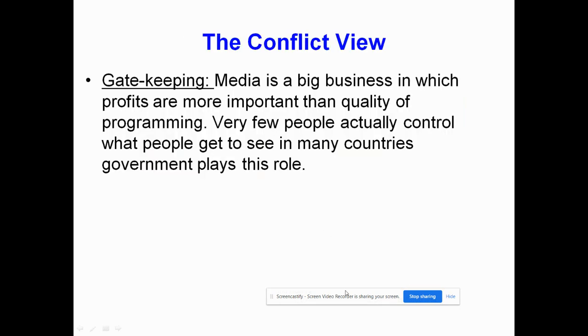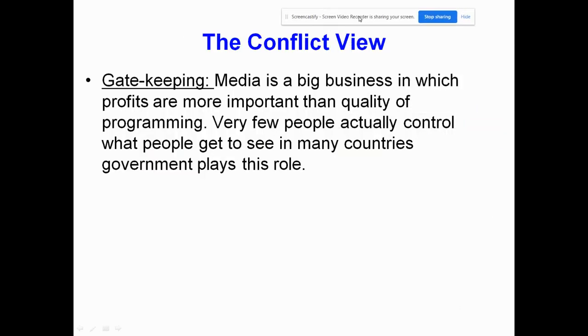A conflict view. Whenever you think conflict theory, think Karl Marx, think the false consciousness idea. Under the conflict view, since so many of the big mass media organizations are owned by a very small elite core of individuals, the conflict theorists believe in an idea known as gatekeeping, which is the idea that the media is a big business in which the profits, the bottom line, are more important than the quality of programming. So, in terms of the access to information that people can actually learn about their world, it is produced through a filter. And that filter, in many ways, is what the audiences themselves want to see.